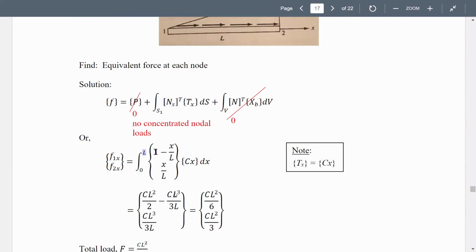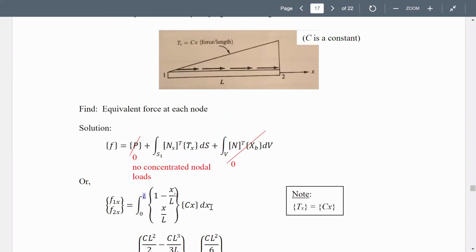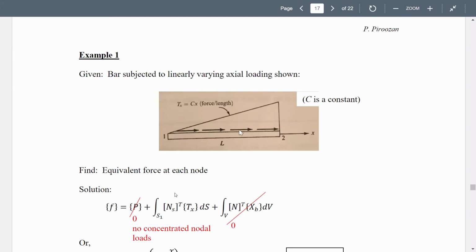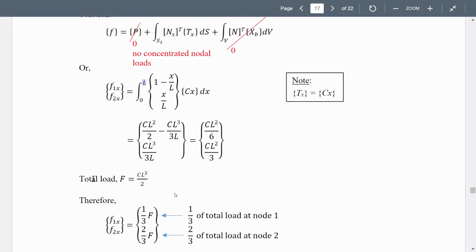It is just simple integration, just multiply this by this. Integrating, this is CL squared over 2, and the other is similar, and integrating and simplifying, we get this. Now, what is the total force applied to this bar? Total force is the area under the load diagram. This is our load diagram. The total force here is Cx, so this would be CL here, times L divided by 2. So the total force is CL squared over 2.